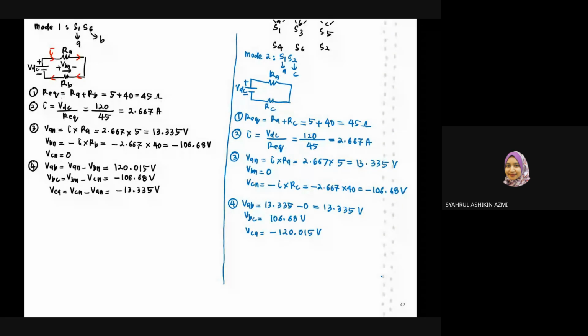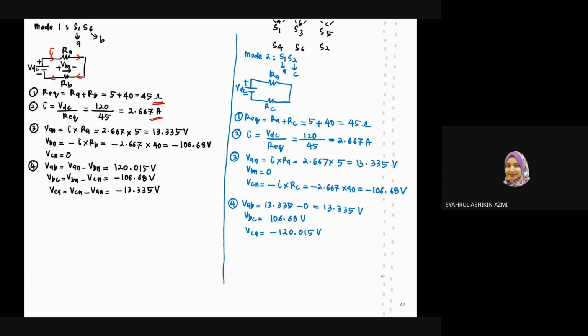Okay. Step number 1, find the equivalent resistor, RA plus RB. So make sure you look at the values that have been given in the question. What is RA? What is RB? In this case, RA is 5 ohm and your RB is 40 ohm. So you get 45 ohm here. Then step number 2, you need to find the current. Current will be equal to VDC over R equivalent. VDC is 120, also given in the question. R equivalent is calculated in step number 1, 45 ohm. So you get 2.667 ampere.